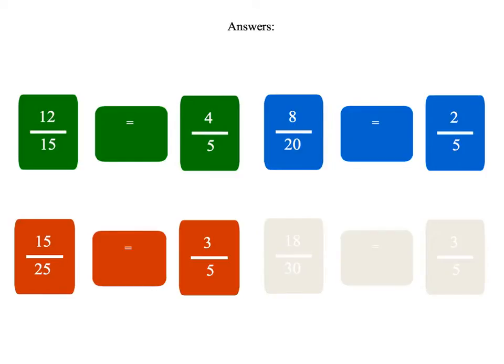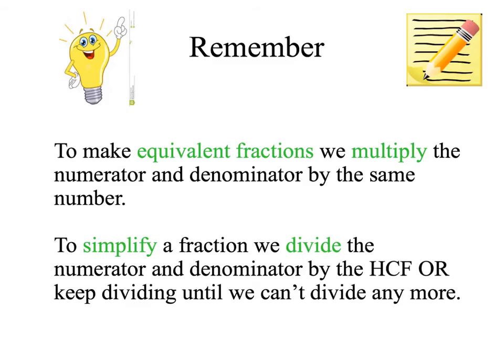Alright, and this is what you should have come up with. Hopefully now you understand simplifying fractions and what equivalent fractions are as well. Alrighty, so this is the last thing you need to write down. You need to remember, to make equivalent fractions, you multiply the numerator and denominator by the same number. So you can multiply them by whatever number you want and you'll make an equivalent fraction, so a fraction that is equal to the original fraction.